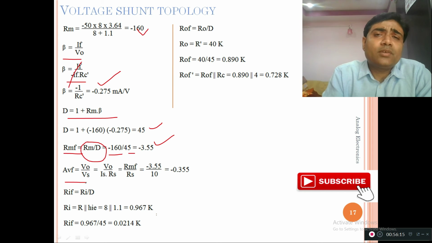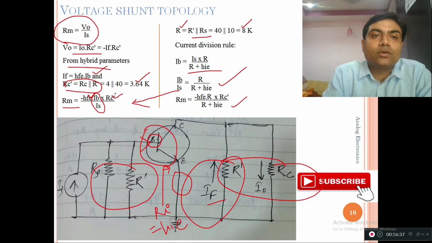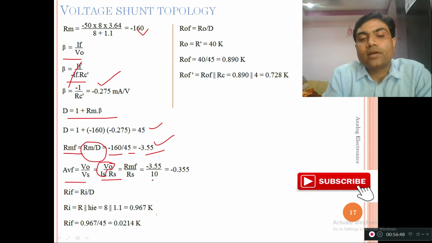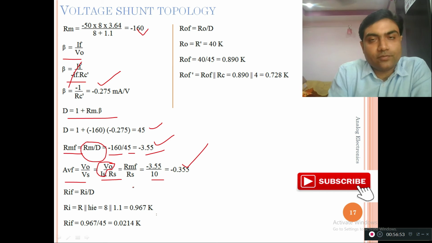AVF, again we had calculated AVF in the previous case as well by the value of the AI. So AVF here is the V naught upon Vs. So V naught upon Vs, Vs is nothing but Is into Rs. So Is into Rs, and here it is the V naught. So I do not have to tell you what V naught upon Is is here. Go to the previous slide. V naught upon Is is nothing but Rm, and since we are interested to calculate the AVF, I have to write it as RMF. So RMF is, we have already calculated, minus 3.55, and now RS is 10. So this is nothing but the value of the AVF.